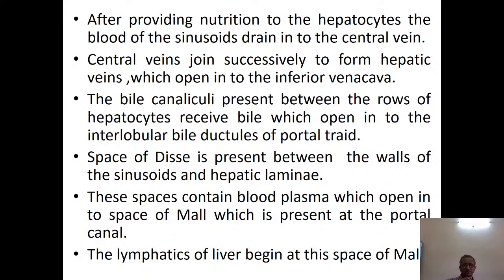Then a space is present between the walls of the sinusoid and the hepatic laminae. So the sinusoid, I told you, lies in between the 2 laminae. Sinusoid is a space which is filled with blood and lined by endothelium with more gaps in between the cells. And then the space contains blood plasma, which opens into the space of Mall, which is present in the portal canal. That I will show you. The lymphatics of the liver begin at this space of Mall.